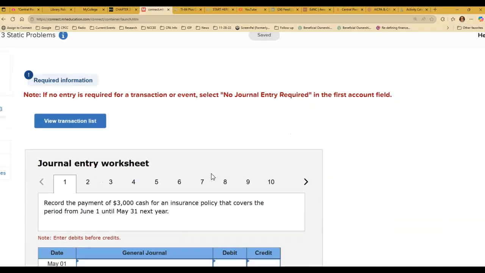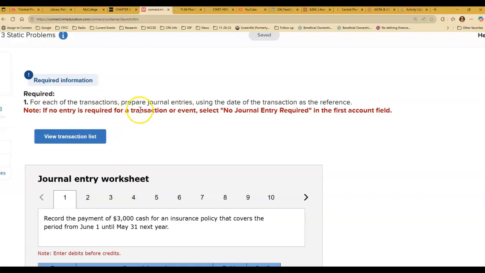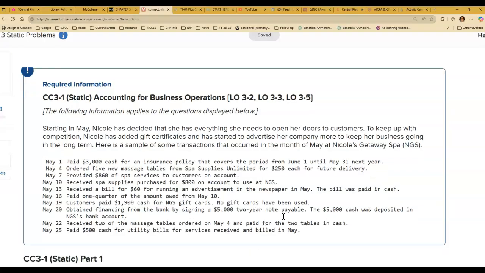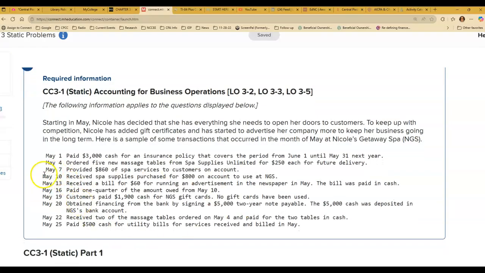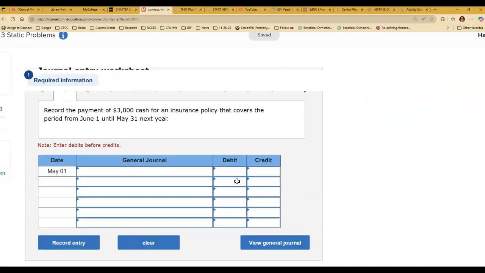So scroll down. In part 1, it says for each of the transactions, prepare journal entries, use the date of the transaction as the reference. Okay, easy enough. Now, one thing to note here is this. If you ever get down to these journal entry worksheets and you're sitting there and you're like, seems like something might be missing, scroll back up to the top and look at the date and the information at the top, because sometimes they've updated it up at the top, but they forgot to give you all of the information down here in the input area. Okay, so don't miss that.